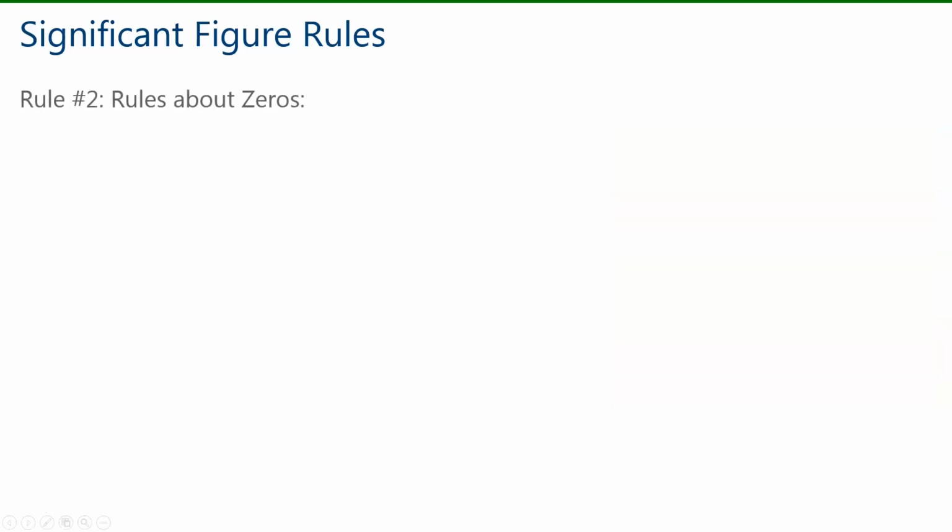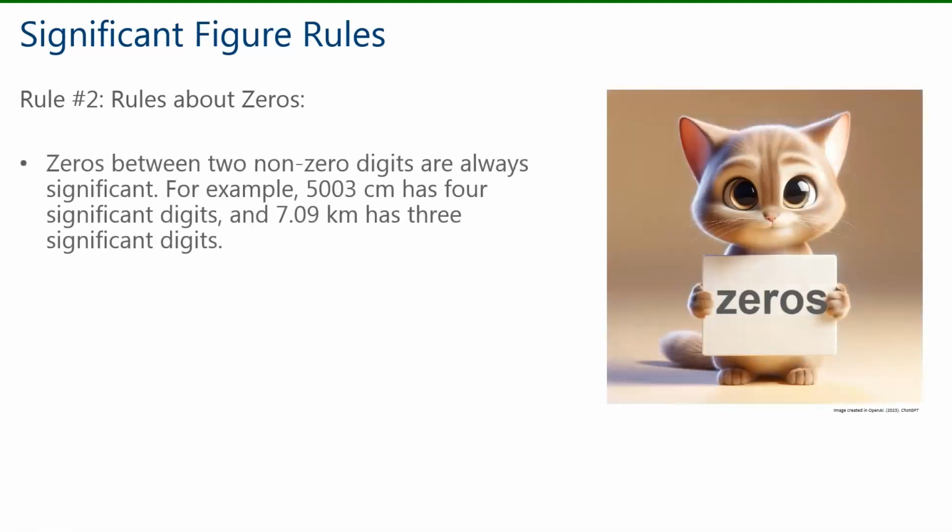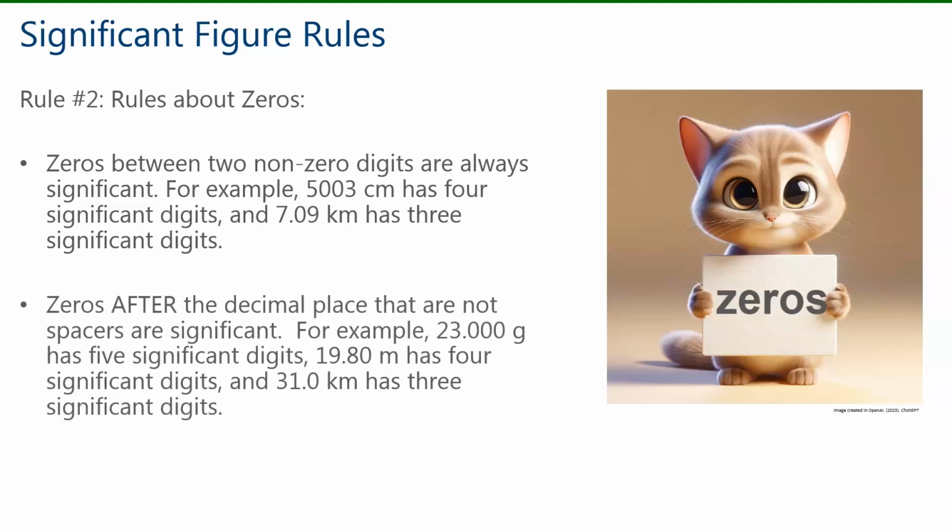Next, let's look at some rules about zeros. Zeros between two non-zero digits, so 1 through 9, are always significant. For example, 5,003 centimeters has four significant digits because those two zeros are located between two non-zero digits, the 5 and the 3. And 7.09 kilometers has three significant digits because that zero is located between two non-zero digits, the 7 and the 9.